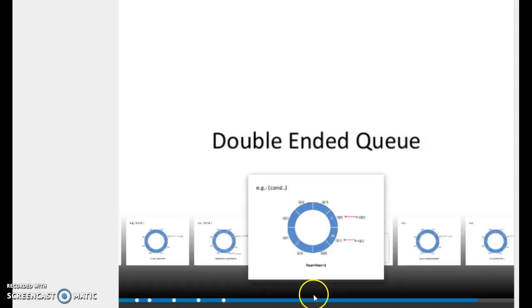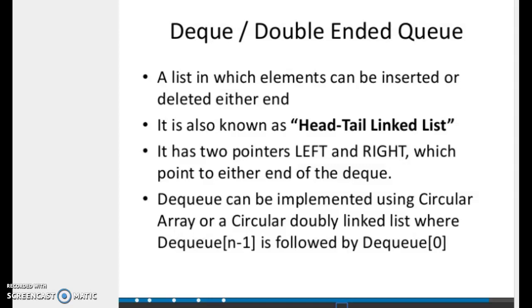Okay, so first of all, what is a double-ended queue? A double-ended queue is also called a DEQ. It is a list in which elements can be inserted or deleted at either end. It is also known as a head-tail linked list. It has two pointers, left and right, which point to either end of the DEQ.